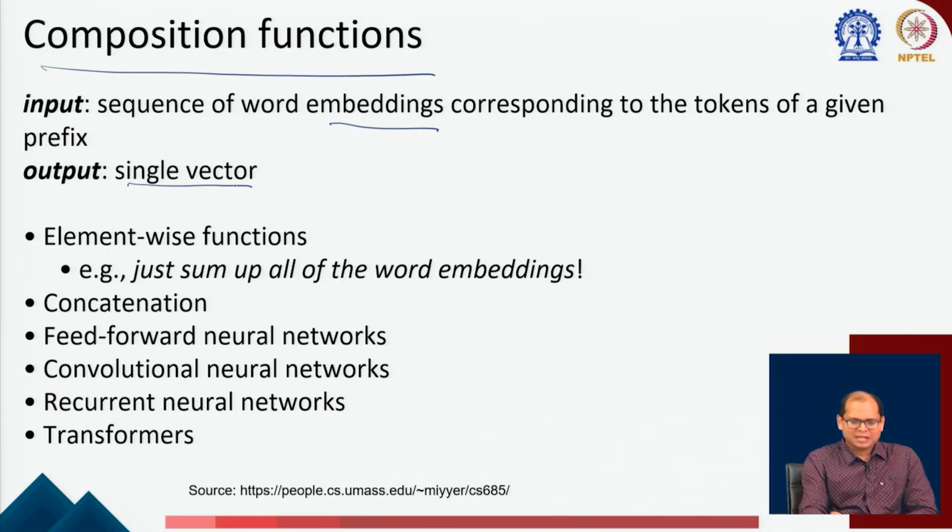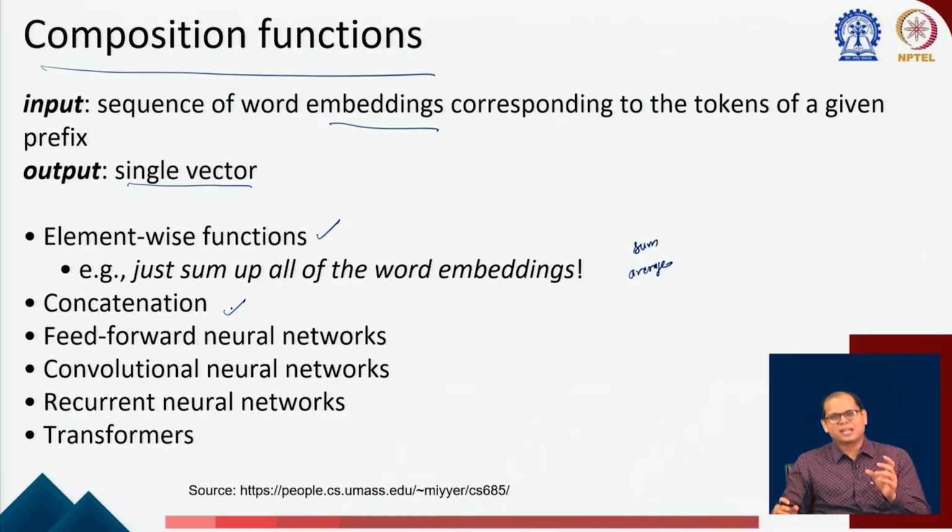For example, you can use element-wise functions, like you can just sum over all the word embeddings, or take an average, right. Or you can use other composition functions. I can also concatenate them, right. So, what is the benefit I get from concatenation compared to average? Average does not preserve the word ordering, right. If the word occurs anywhere, you will just average that. It becomes a bag of words. But with concatenation, you can preserve the word ordering.